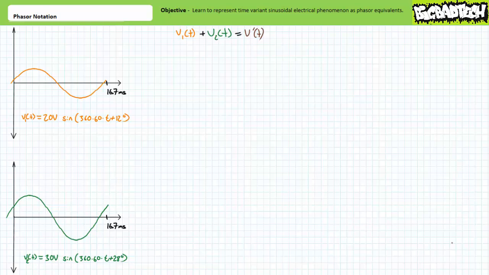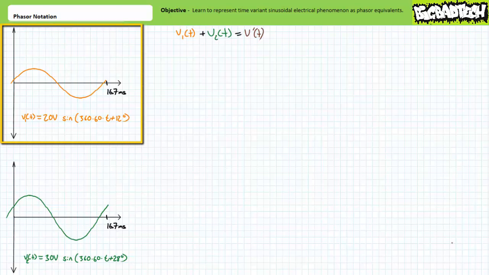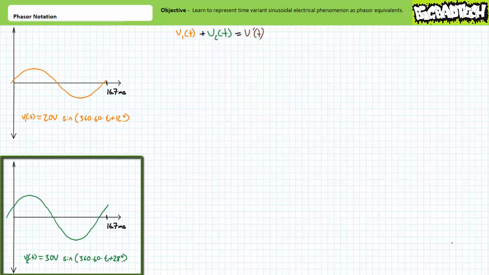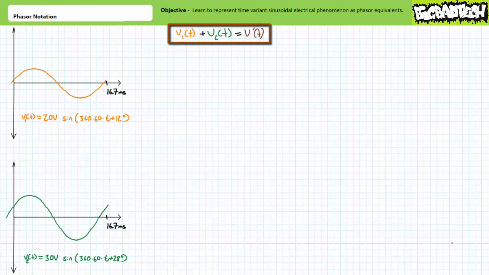For example, given a waveform 1 represented in the time domain as V1(t) = 20 volts × sin(360 × 60 × t + 12 degrees), and waveform 2 represented in the time domain as V2(t) = 30 volts × sin(360 × 60 × t + 28 degrees), and we're being asked to add them together. V1(t) + V2(t) = V single prime(t). Note these waveforms have the same frequencies, only their peak values and phase shifts differ.